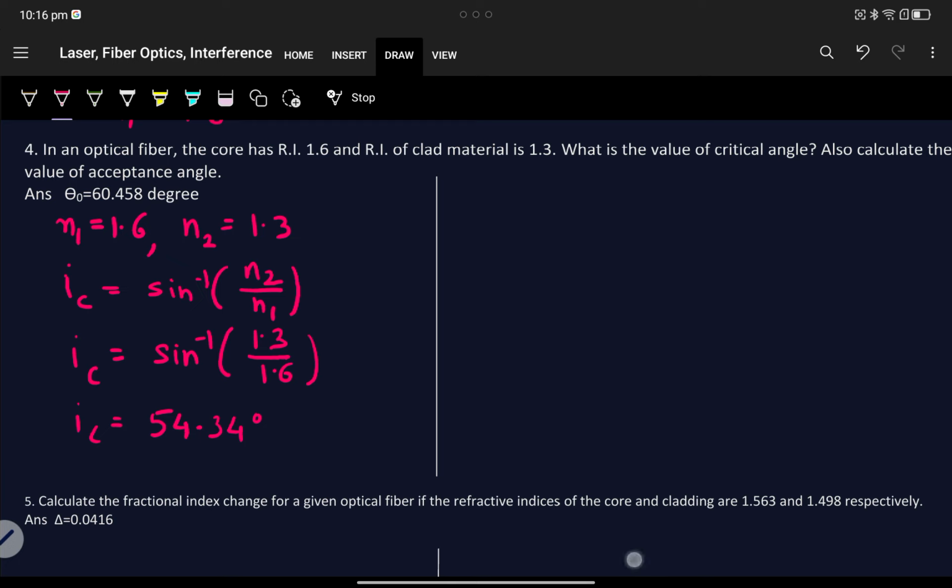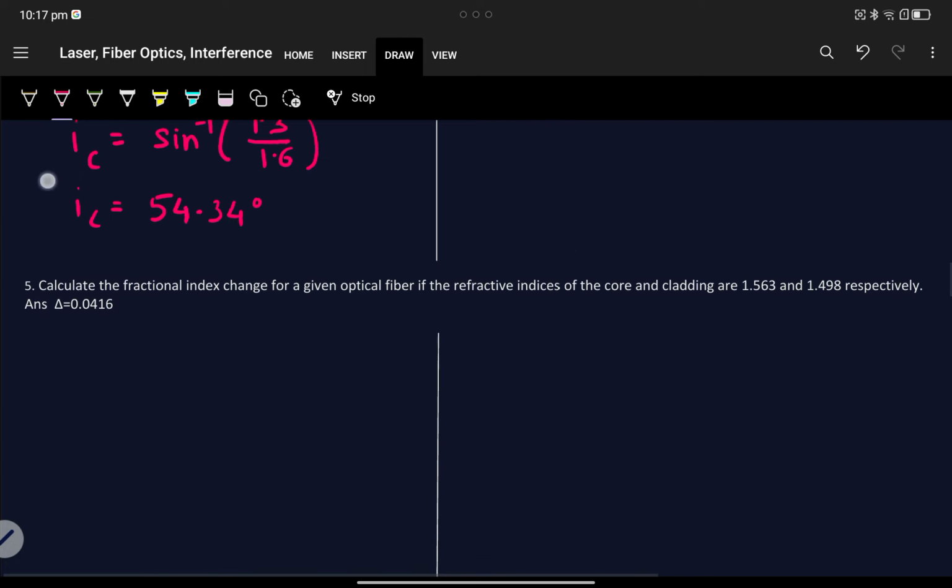Now we also need to calculate the value of the acceptance angle. So we know the formula for acceptance angle is theta 0 equals sin inverse of the numerical aperture, which is the square root of n1 square minus n2 square. When we substitute, we'll get sin inverse, which comes out to be 60.458 degrees. Now let's move to the next question.